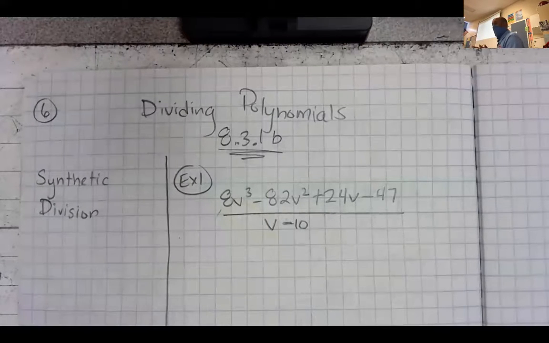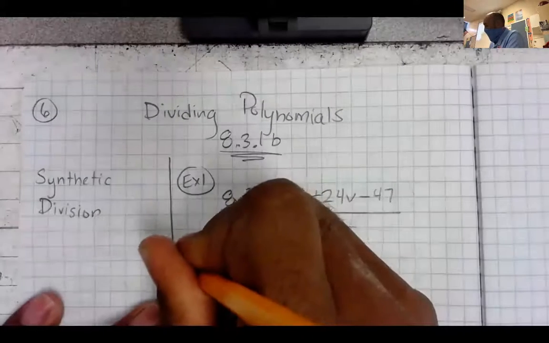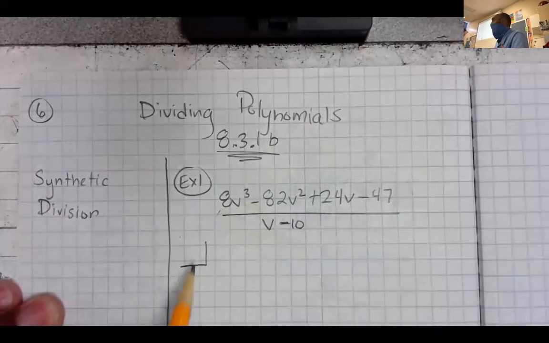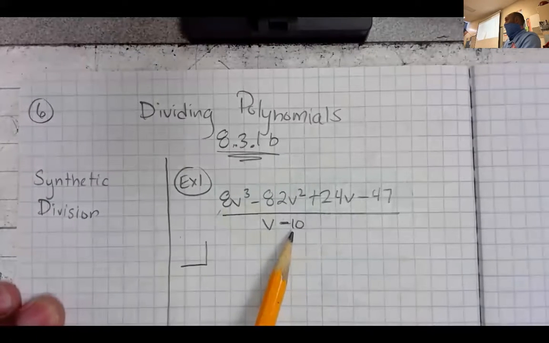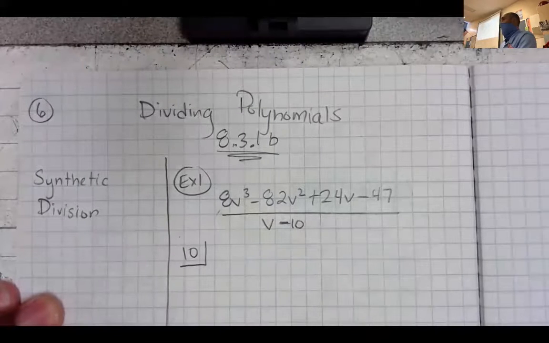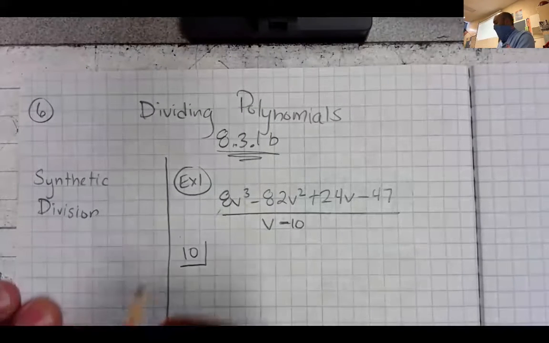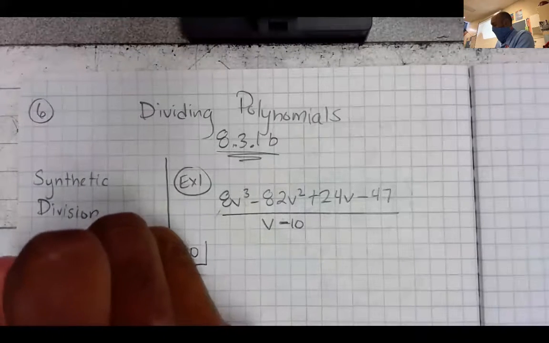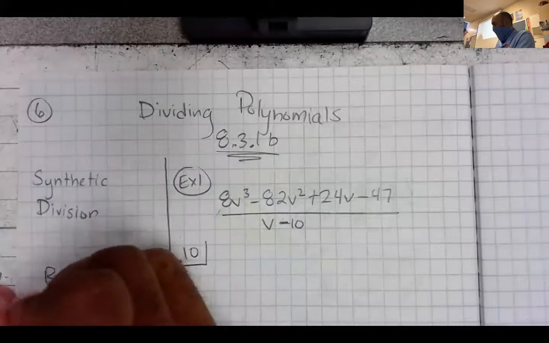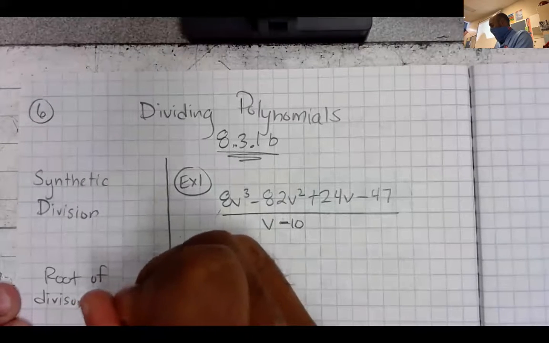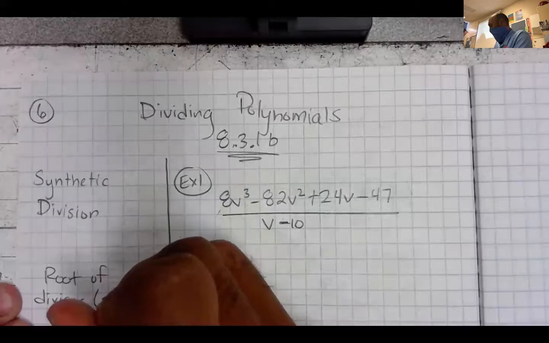Okay, so the way you set up synthetic division is you start with your divisor. You're gonna draw this little box right here. And inside that box, you take the root that comes from the divisor and you switch the sign. So if it's negative 10, you put positive 10. So right here goes the root of your divisor. And I'm gonna just make a note here to switch the sign.